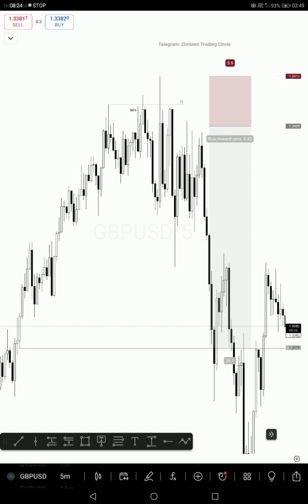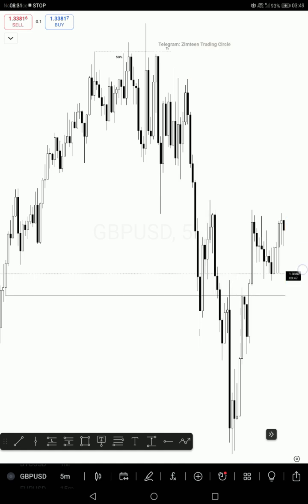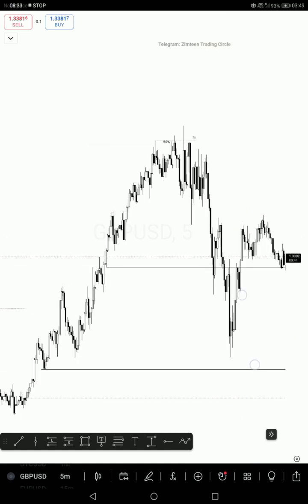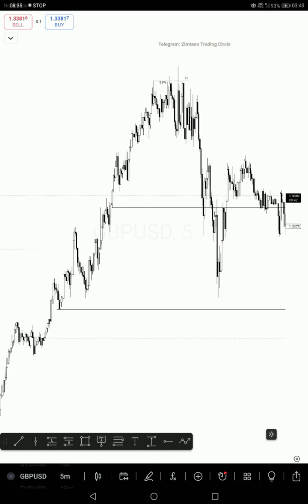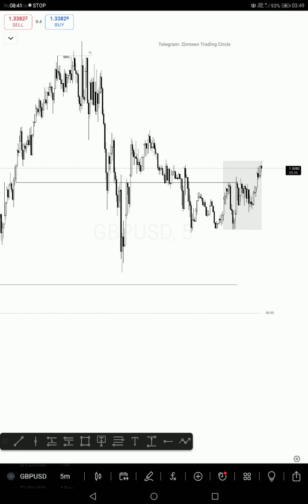So right here we are still anticipating the 1 a.m. low to be taken out, which probably will be taken out today. So let's keep on observing.